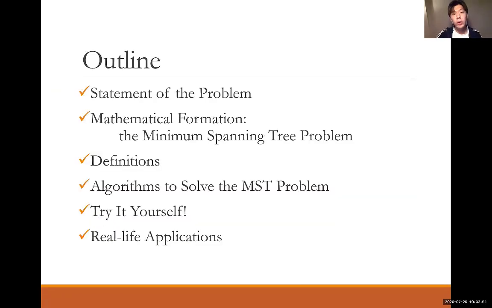So this is the general outline. First I will state the problem of the train track system, and then I will provide the mathematical formulation, which is the minimum spanning tree problem. Then I will give some definitions to help the students understand this topic better. And also I will try to give some algorithms to solve the problem. And we will also do some problems for the students, and also I will mention some real life applications.